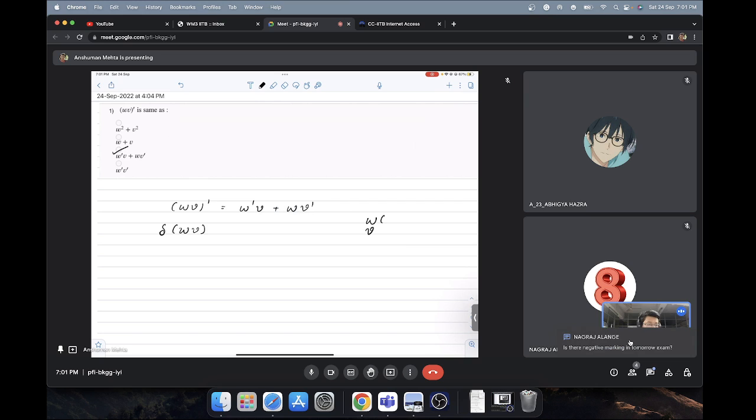is there negative marking in tomorrow's exam? I don't know how the pattern is. So I am assuming it is the same as the assignment you have solved. You can check on the technical page, the instructions are given in the page. Okay.